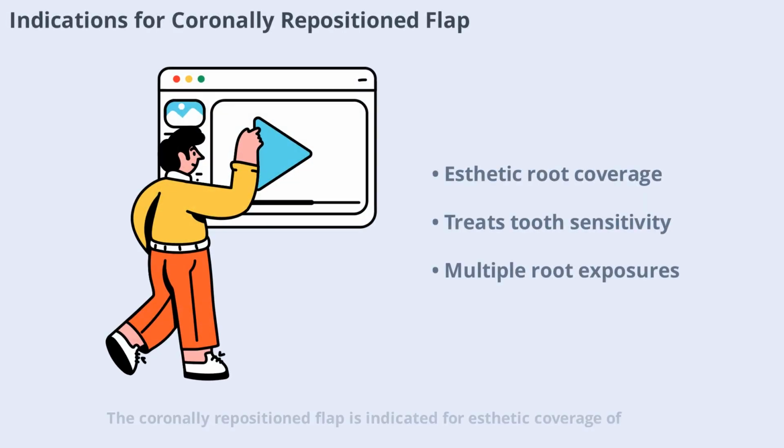The coronally repositioned flap is indicated for aesthetic coverage of exposed roots and for managing tooth sensitivity caused by gingival recession. It is especially beneficial when multiple areas of root exposure are present, offering a comprehensive solution without involving adjacent teeth. These indications make the technique versatile and widely applicable in periodontal therapy.